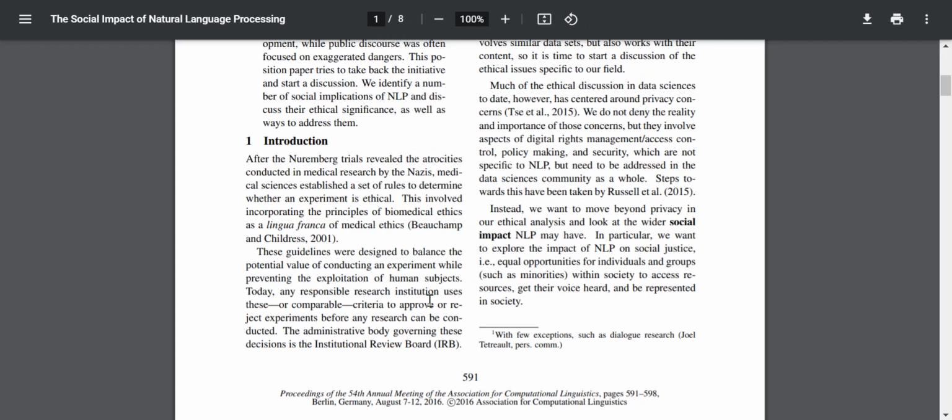Alright. Today, any responsible research institution uses these or comparable criteria to approve or reject experiments before any research can be conducted. Right. So, of course, you cannot directly experiment on humans. Right? You cannot give drugs which have no scientific basis to humans, and so on and so forth. So, all of these are a part of ethics. The administrative body governing these decisions is the Institutional Review Board (IRB).